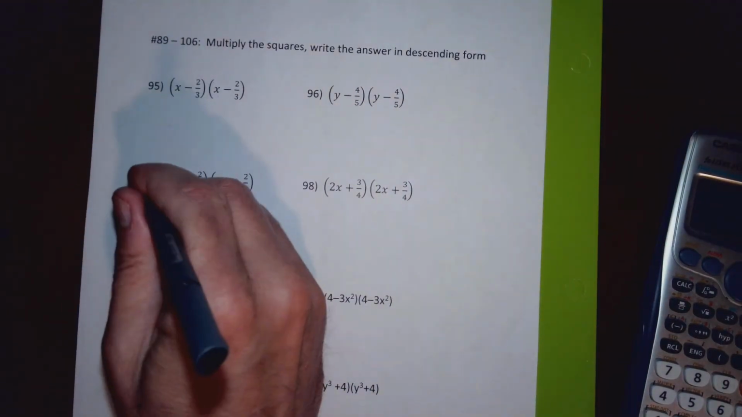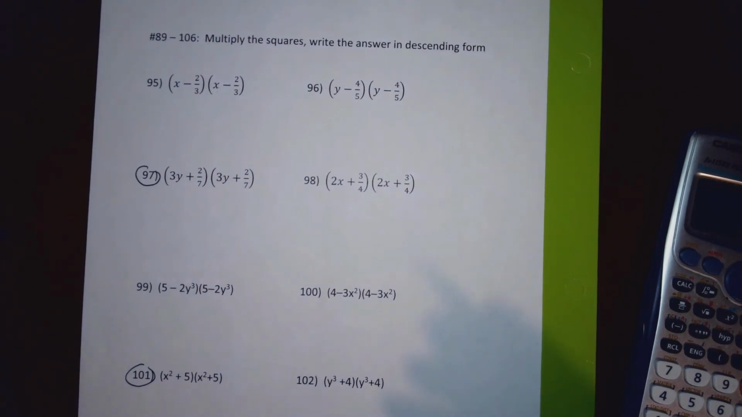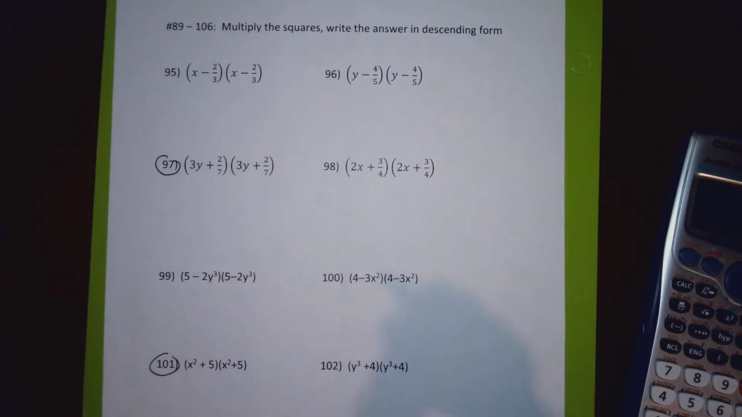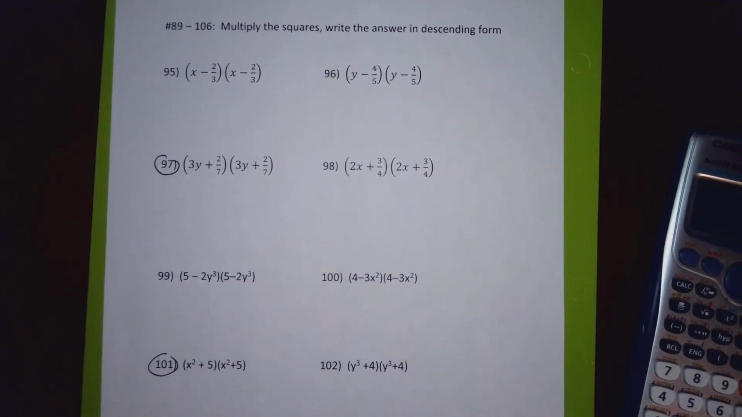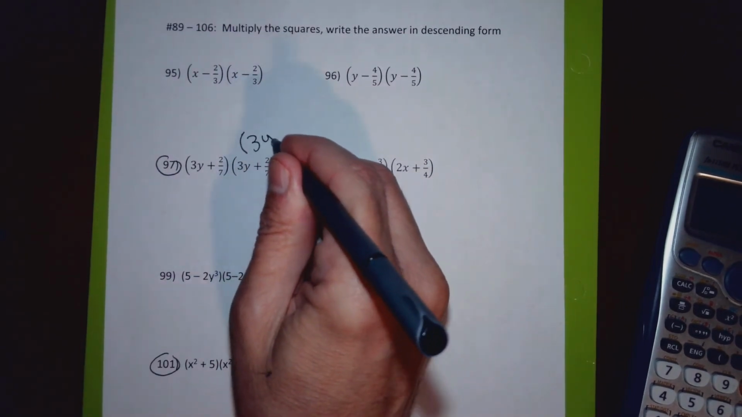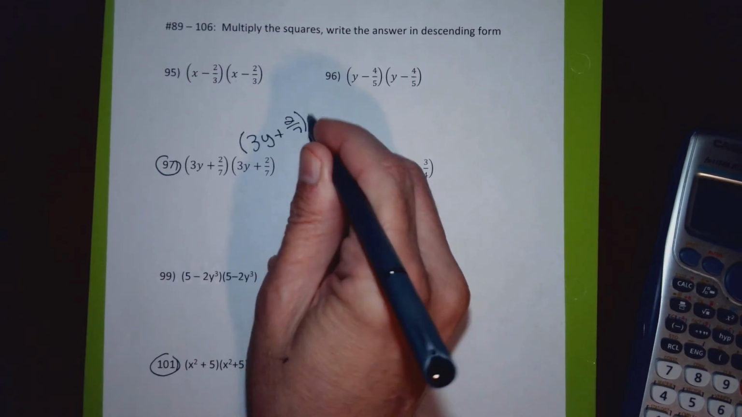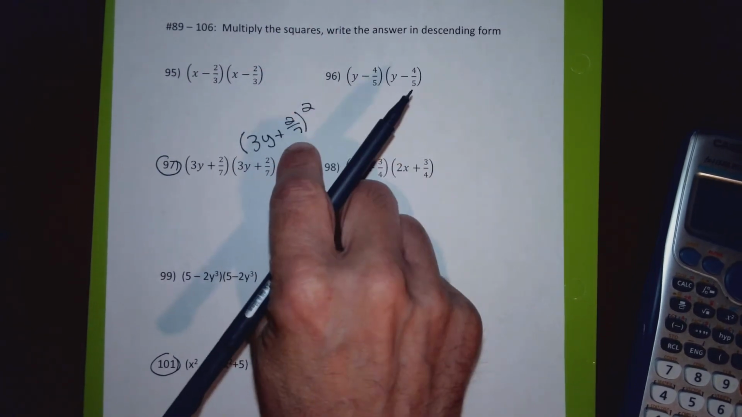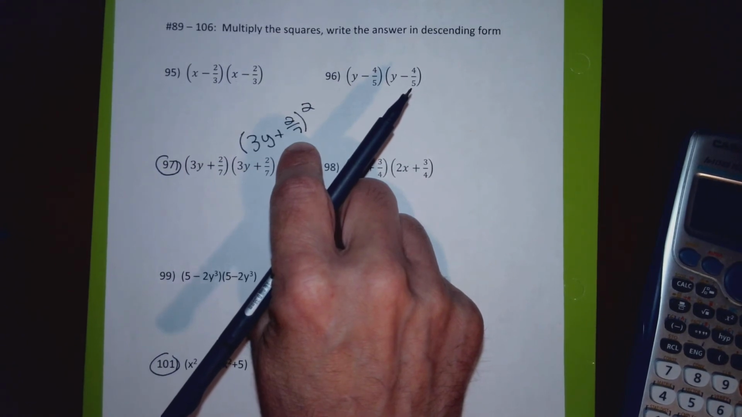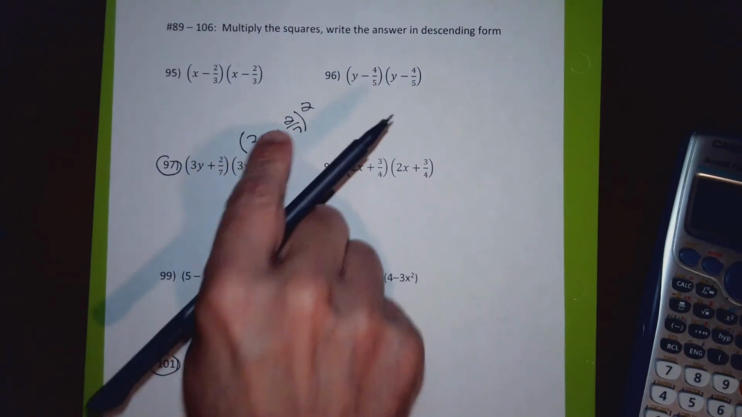Well, there's some fraction problems. So I'm going to do 97, 101, or you're going to do 97 and 101, and maybe I'll do 97 with you so you don't have to fight the fractions by yourself. So 97 is the same as asking you to do 3y plus 2/7 quantity squared. Had the problem said find 3y plus 2/7 quantity squared, the answer is going to be the same as the answer to that, because that's what this means.